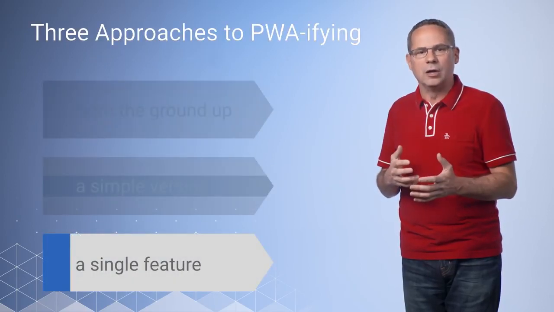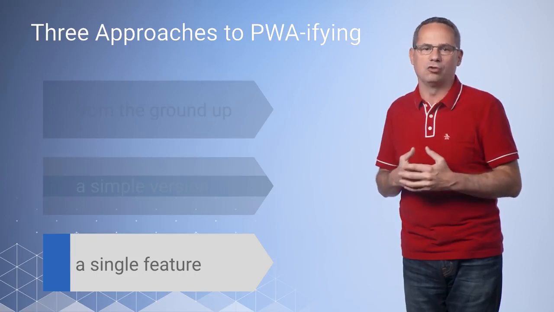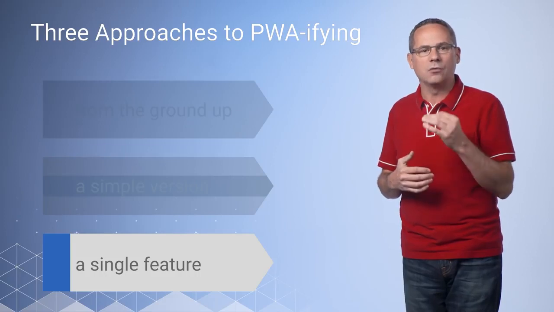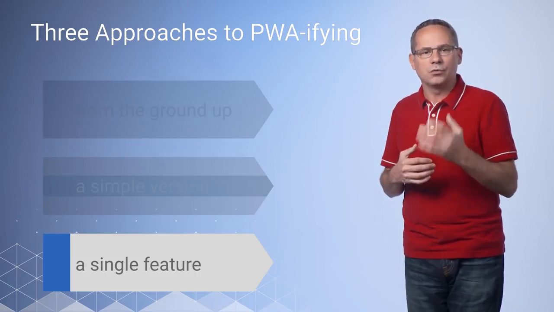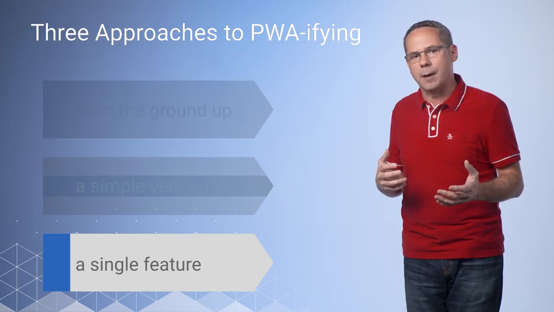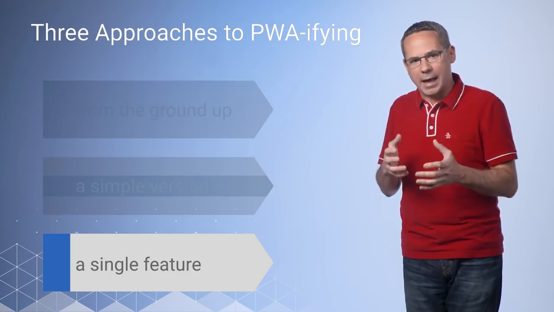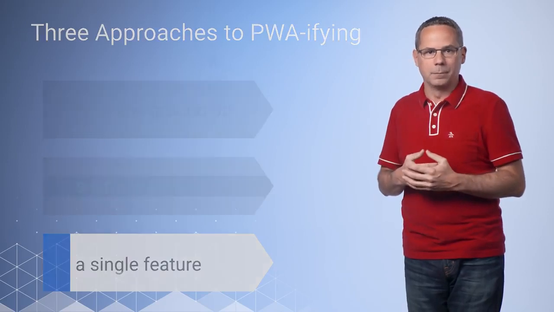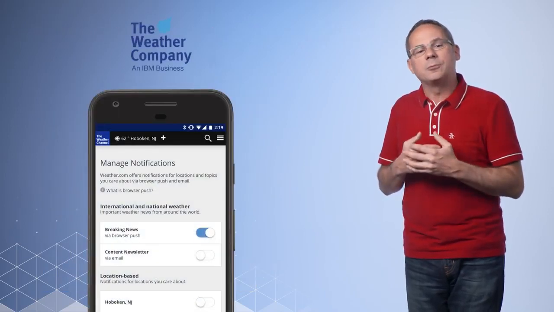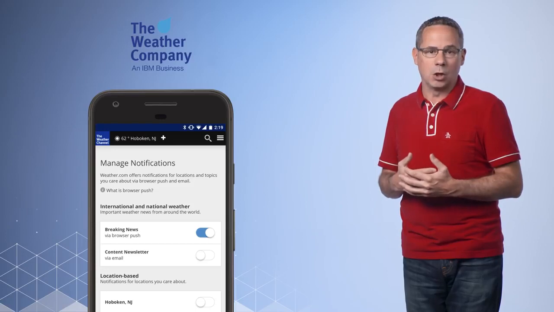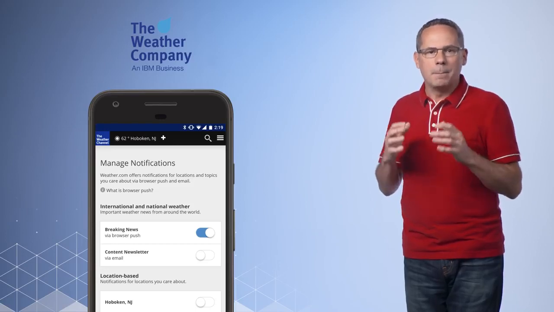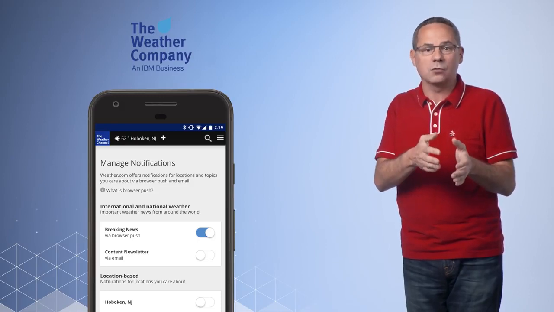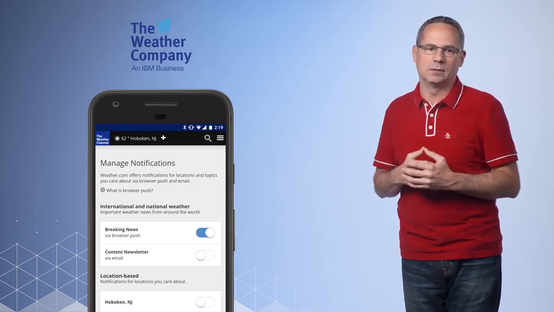The final strategy is to define a specific feature to focus on. Pick one feature where you can have high impact and focus on that. This is frequently the approach needed at large companies where you may not have the backing to start from scratch or even build a separate, simple version. For example, the weather company has been interested in progressive web app technologies for quite some time, but they needed to prioritize based on what they believed would be highest impact for their users and their business.